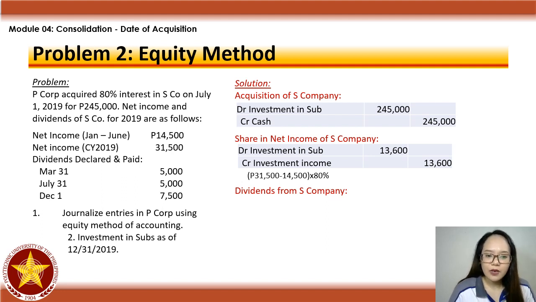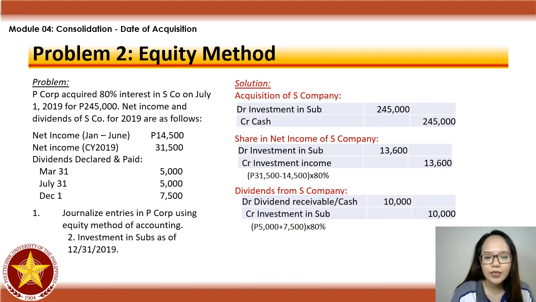Okay, for the entry on the dividends from S company, again, ang kukunin mo lang na dividends dito yung na-receive mo, which is 10,000. Entry will be debit, dividend receivable, credit, investment in subsidiary, because again, under the equity method, dividends are treated as return of investment. 10,000.